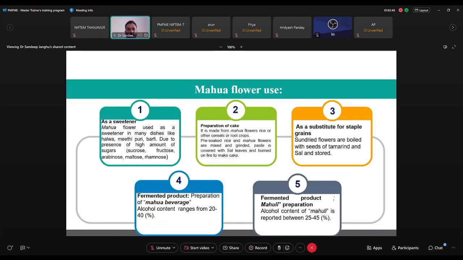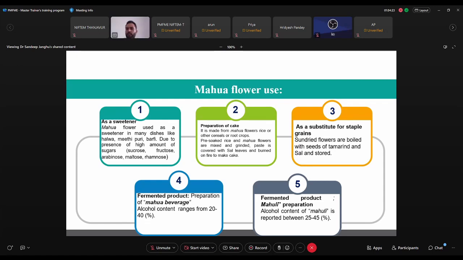If I talk about the uses, it is used in making sweet dishes like halwas, methi puri, barfi, and these kinds of products, as it contains various kinds of sugars like fructose, sucrose, maltose, arabinose, etc. It is also used as a major ingredient in making cakes. Along with the flour, it is ground, and then the batter or paste is used for making different kinds of cakes over fire.